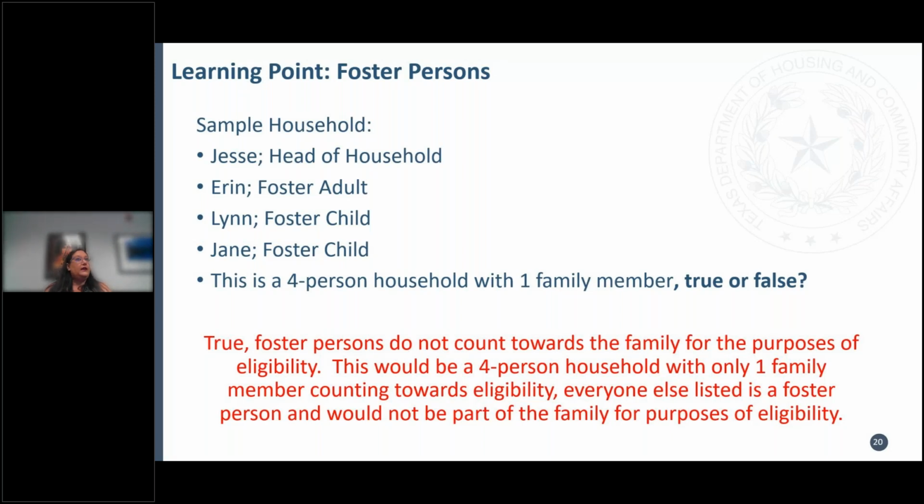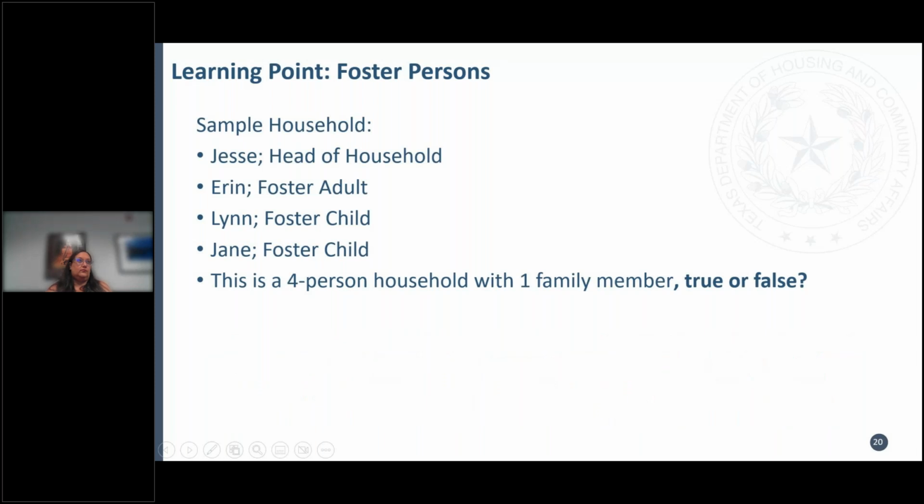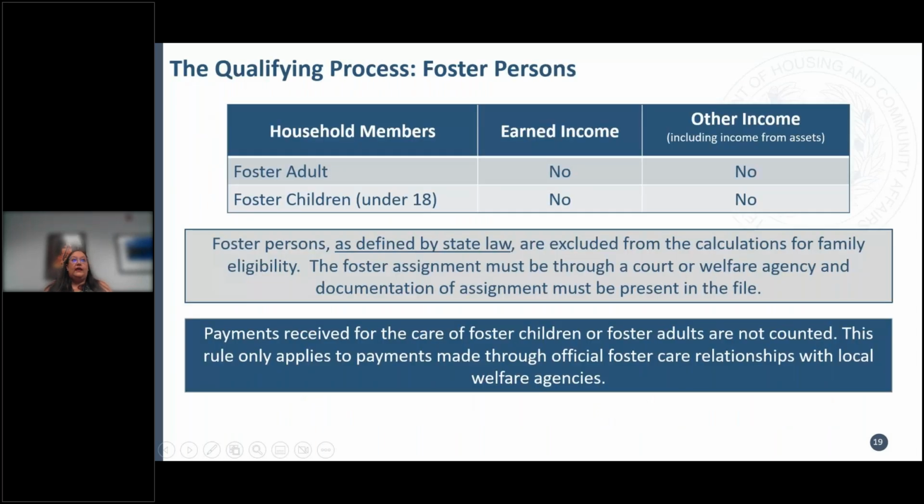Are there any questions about foster persons before we keep going? Yes. Okay. If a foster parent gets income from the state, do we count that as income? No. Payments received for the care of foster children or foster adults are not counted, as long as the payments are made through an official foster care relationship with a local welfare agency. So you want to be sure that you have that backup and that documentation, not just taking their word for it in this case, but that part did not change. That's always been excluded income. What else? Nothing else? All right.